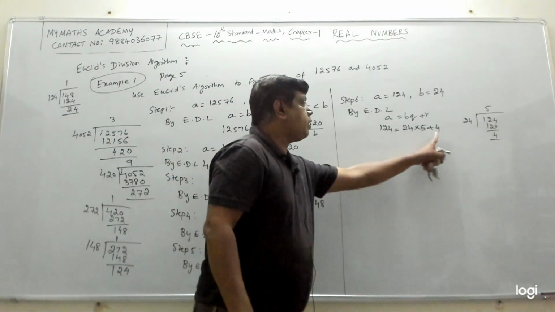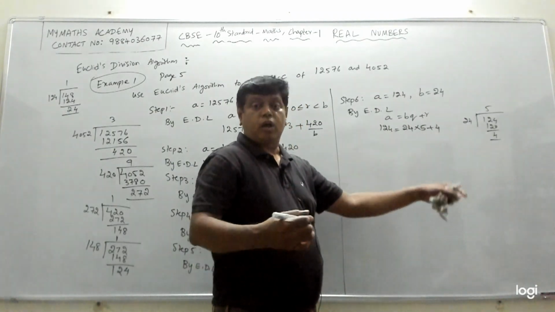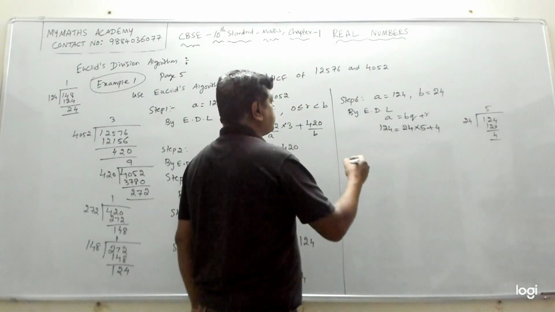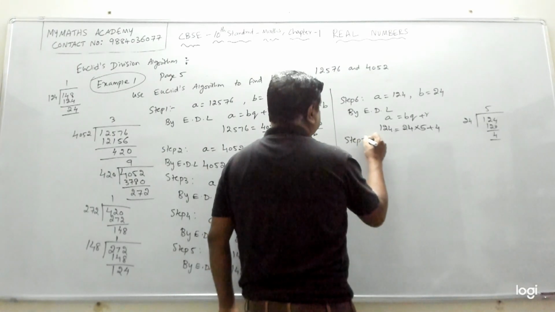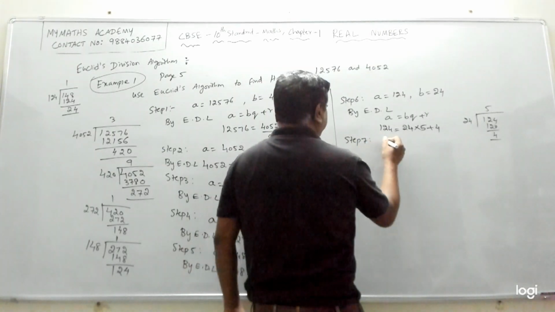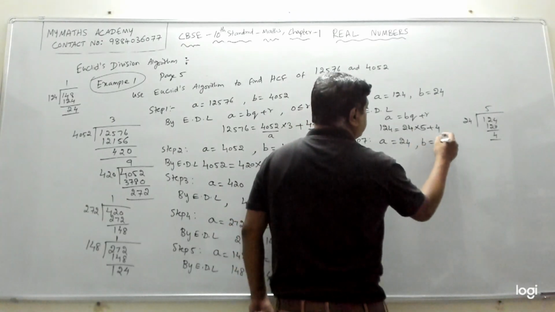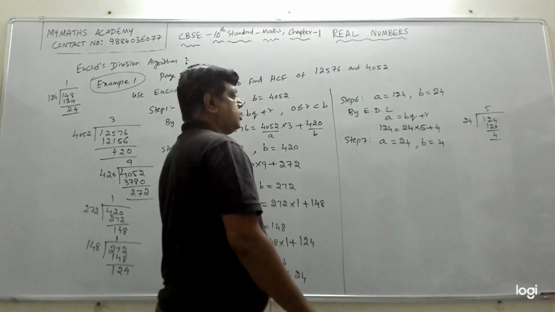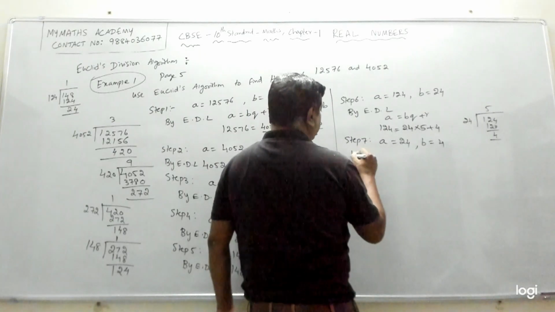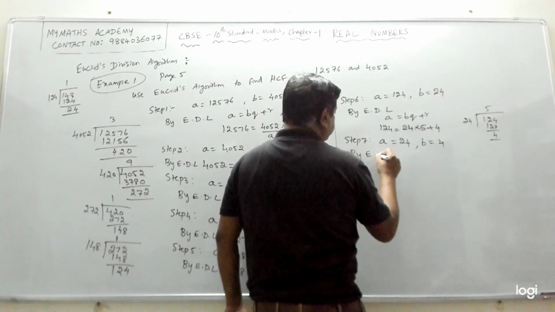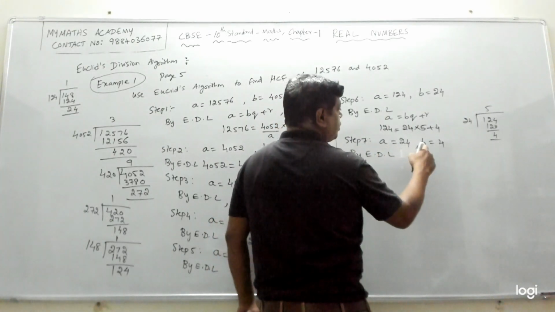Now again what is the remainder? 4. It is not 0. Again we should do step 7. Step 7 is my A will become this 24 and my B will become this 4. Now again we have to apply Euclid's division lemma. My A should be equal to BQ plus R.